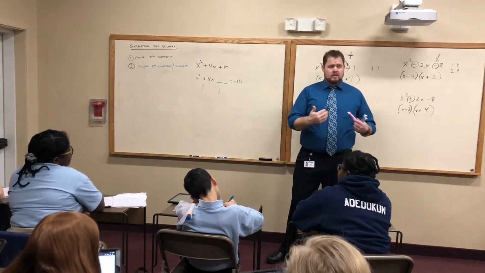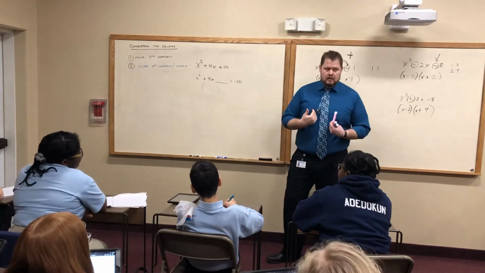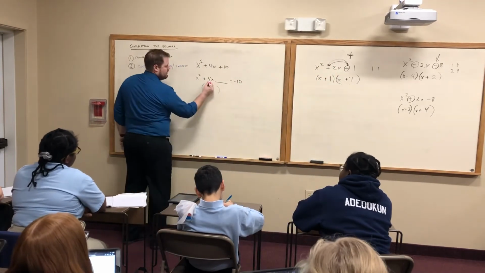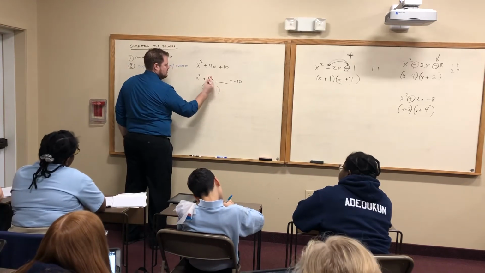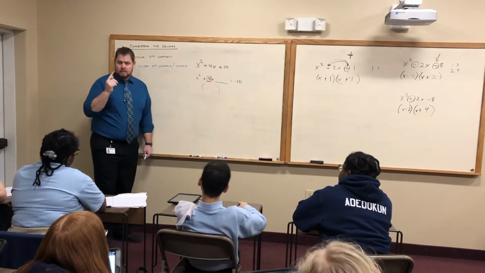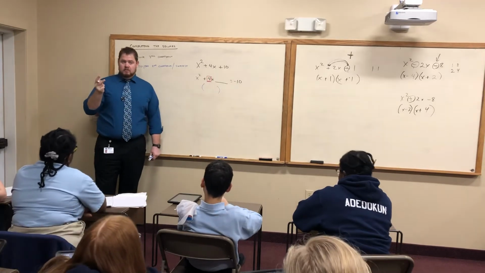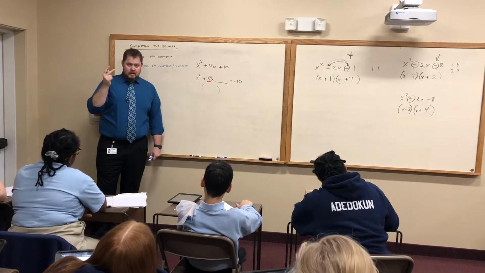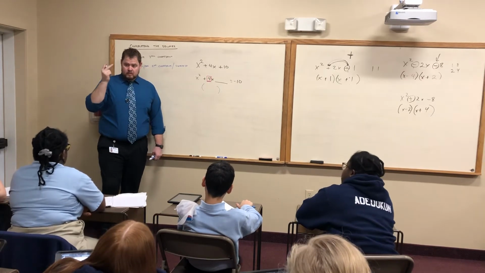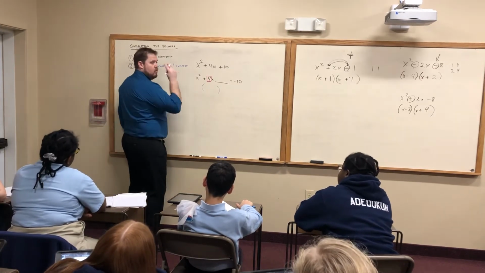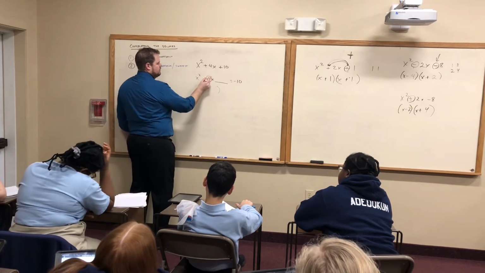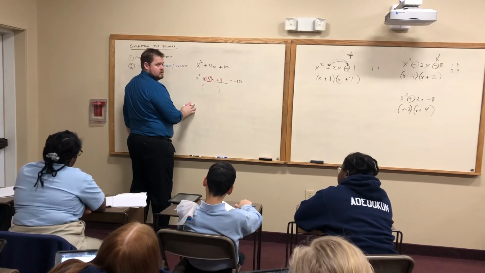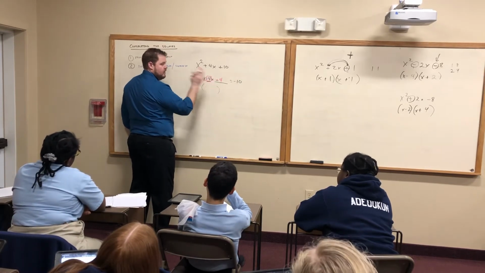Once everybody's looking up at me, here we go. Second coefficient. Okay, watch. 4 divided by 2 is 2. Everybody good? Square it: 4. So if it's plus, then it's plus 4.